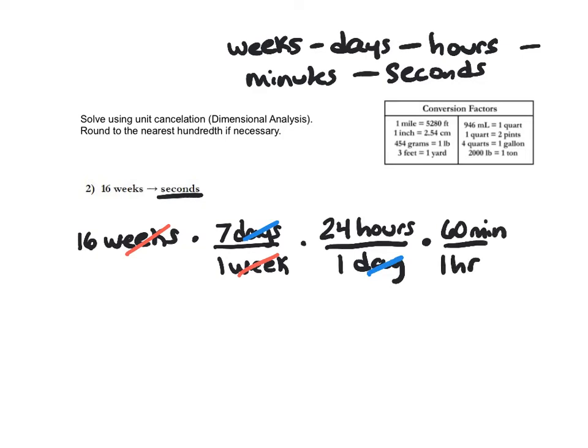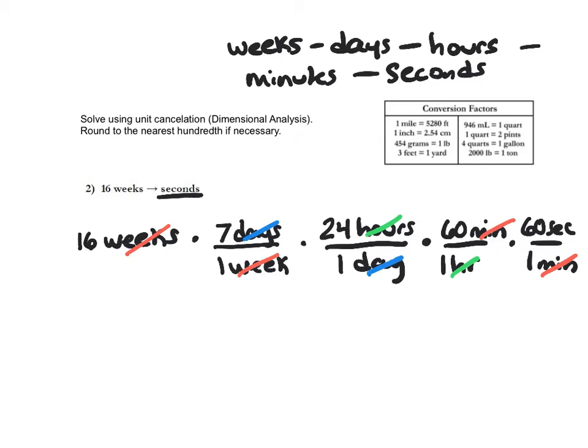And I'm almost out of room here, but I think I can do it. My hours will cancel. Now I'm down to minutes. Ask yourself, how many seconds are in a minute? 60 seconds in 1 minute. Cancel. So I'll be back to red here. Now your answer is going to be seconds.